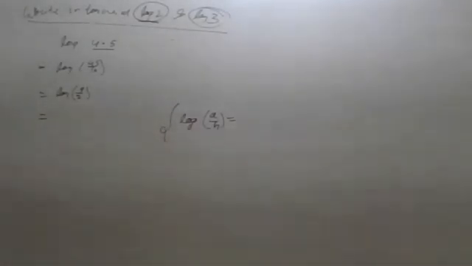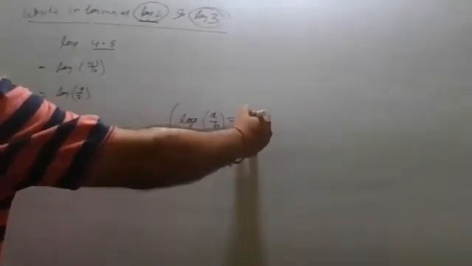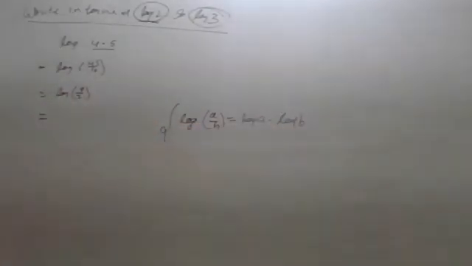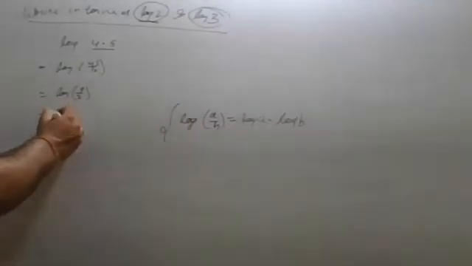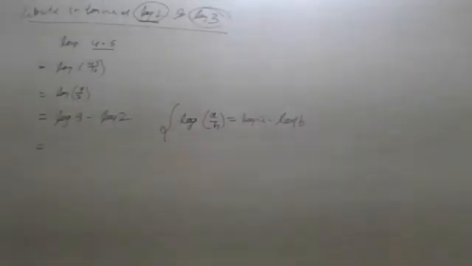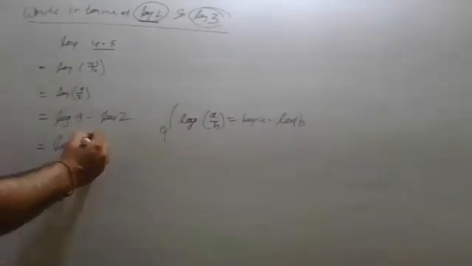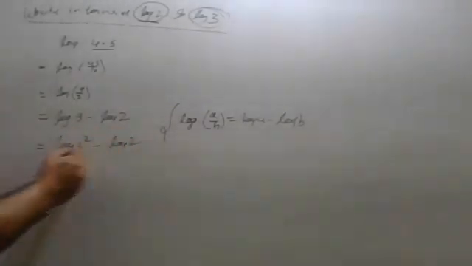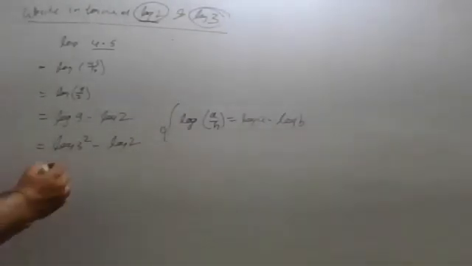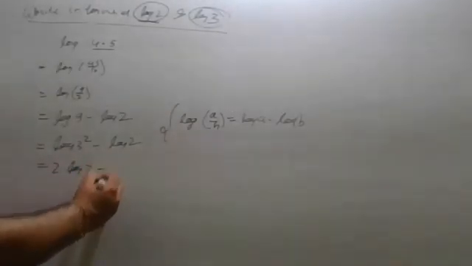Now log 9 minus... tell the formula again. Log A upon B equals log A minus log B. Next. Log 9 by 2 equals, use this formula only, log 9 minus log 2. Equals log 3 square minus log 2. Continue. It is equal to 2 log 3 minus log 2.